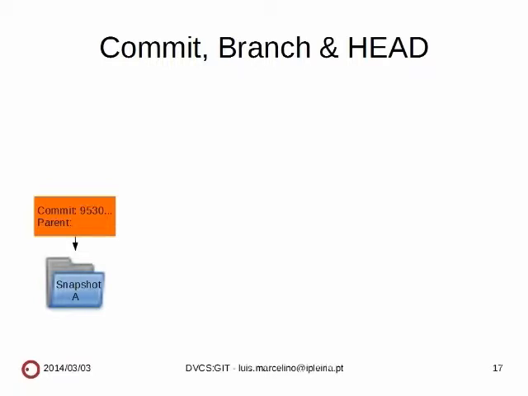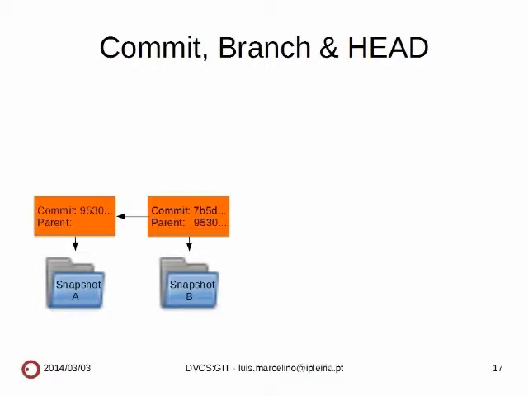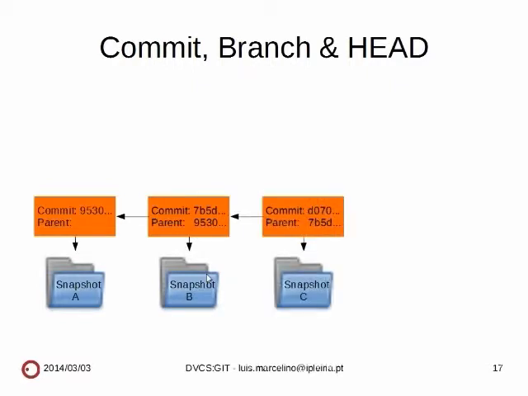This is my first commit, and it has a snapshot A of my staging area. After this, I do a commit. My parent will be my previous commit, because I'm changing the content of that snapshot with snapshot B. So this commit will be called 7B5D. Then the third commit, and the parent is the 7B5D. Snapshot C is the one that changes snapshot B, which in turn changes snapshot A.